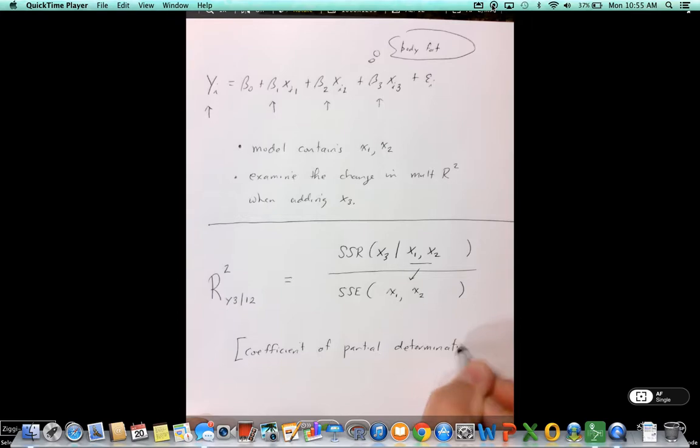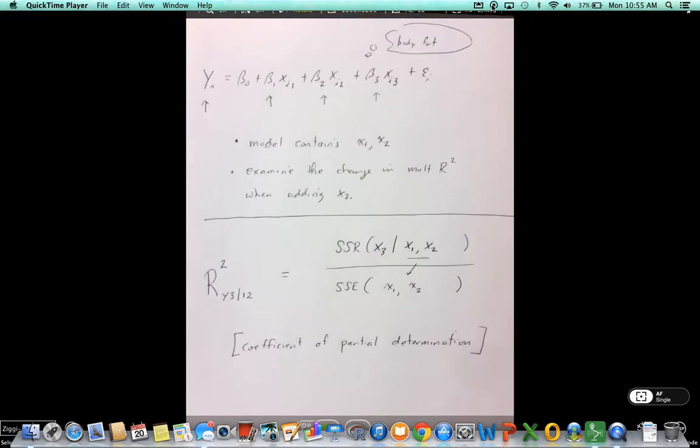Because you can really drive yourself insane if you think of this as the coefficient of multiple determination. Our outputs in R give us the coefficient of multiple determination, and it's so tempting to just look at those and look at how much they changed. That's not what we're doing here. We're looking at the coefficient of partial determination, which gives us a different measurement.